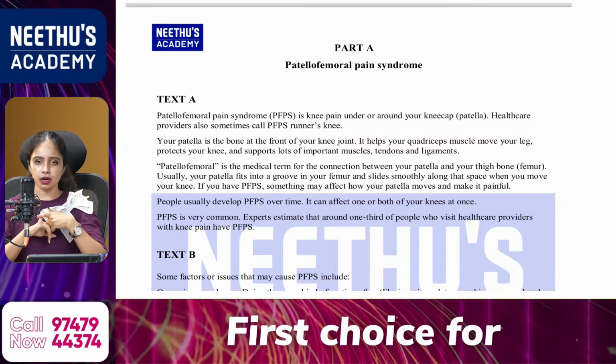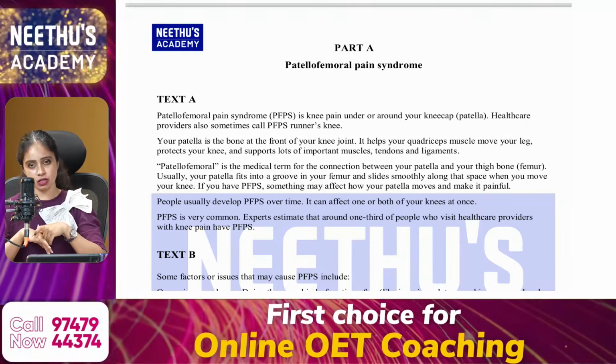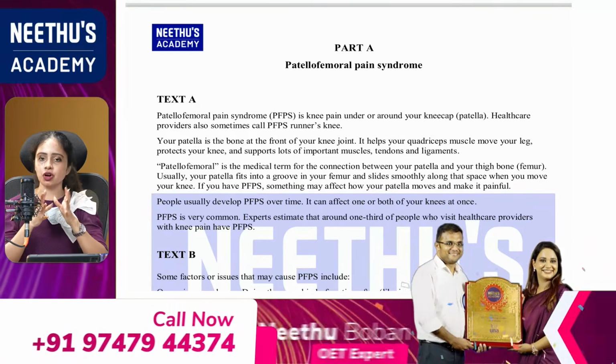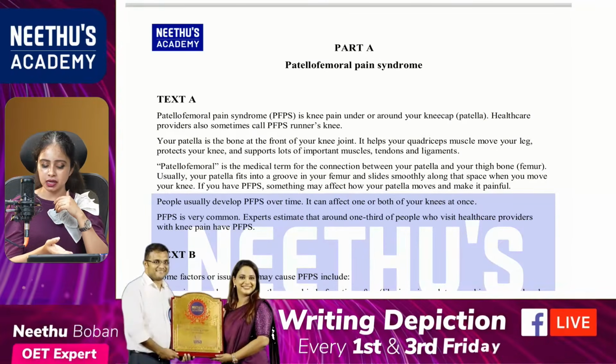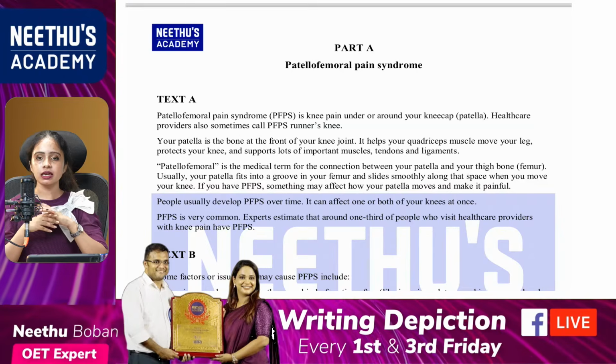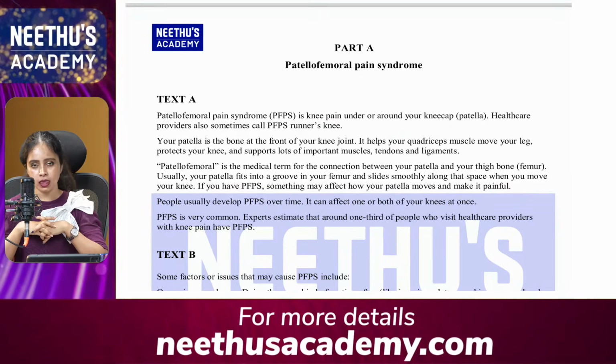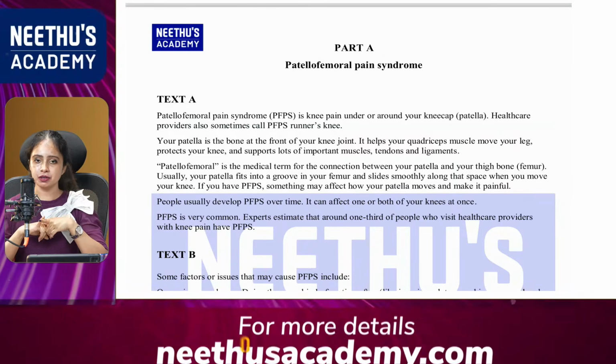Okay, and the sixth one: all the abbreviations. So what do you mean by abbreviation? Yes, acronyms, which means the short forms. As you can see here, PFPS. In the first text, PFPS is an abbreviated form of the particular disease condition. So likewise, you can mark all the abbreviations.